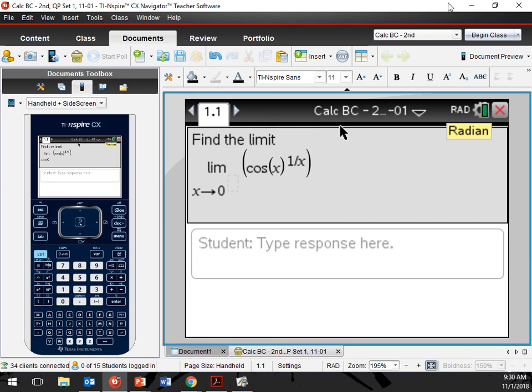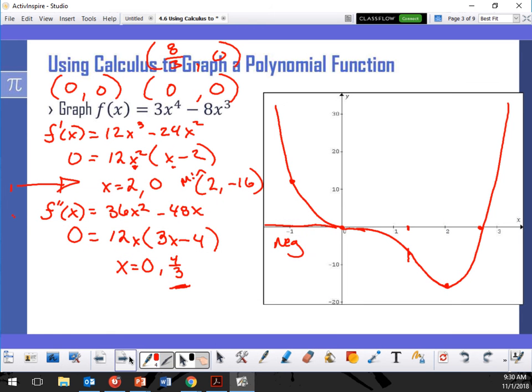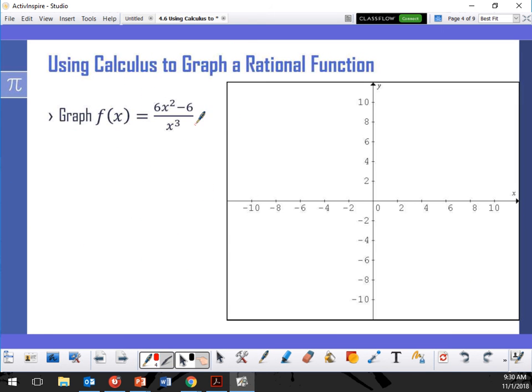Alright, so let's take a look. All we're doing now is just checking it with these rules, right? What would be the issue on this one here? 0 in the denominator. Okay, 0 in the denominator, so that means something's going to happen at 0, right?